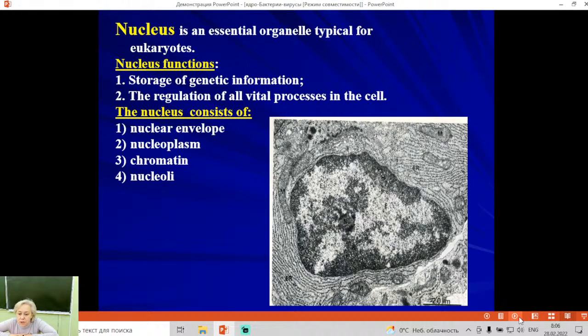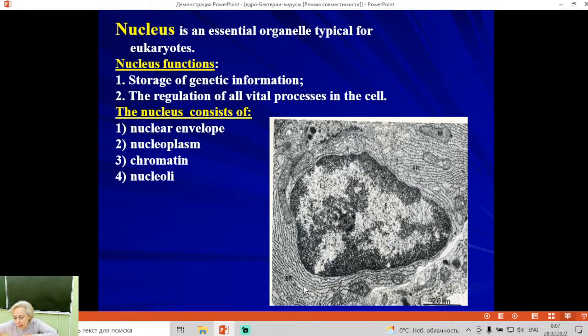Nucleus is an essential organelle typical for eukaryotes. Nucleus functions: storage of genetic information. Second function, the regulation of all vital processes in the cell. There are 4 parts of nucleus: nuclear envelope, nucleoplasm, liquid content of nucleus, chromatin, and nucleoli.